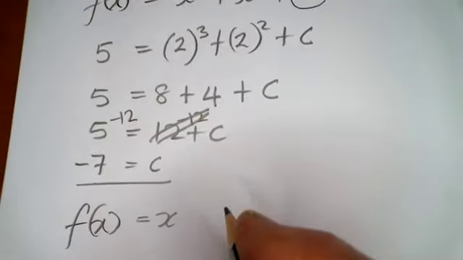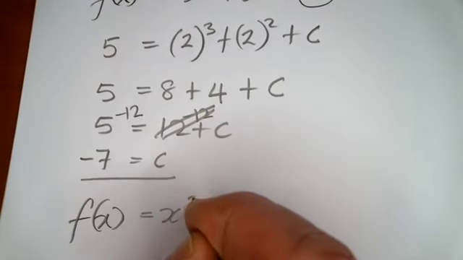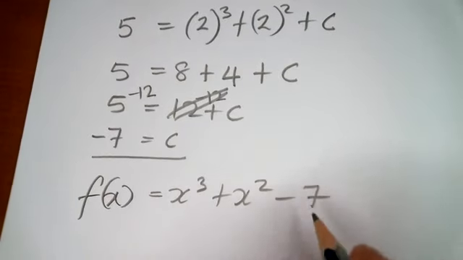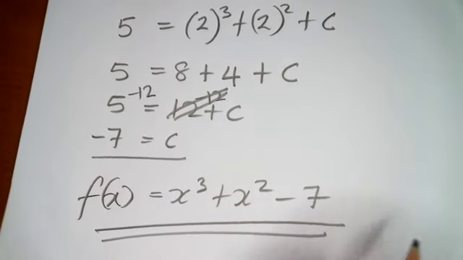f of x is equal to x cubed plus x squared minus 7. And that is the original equation.